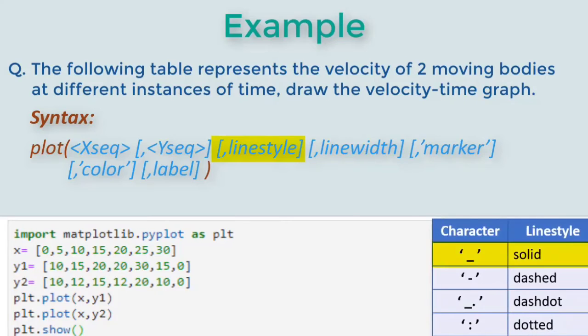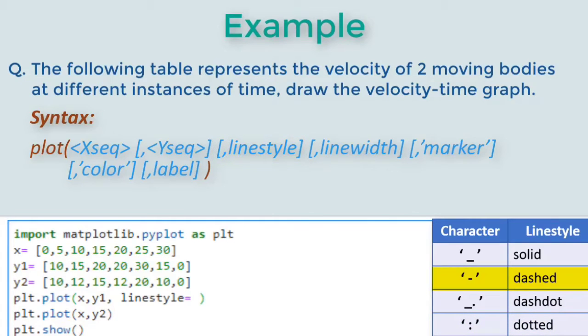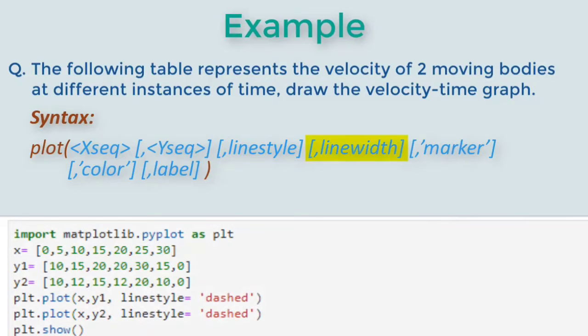The third parameter is line style. You can see we have 4 types of line style: solid, dashed, dash dot, and dotted. By default the line style is solid. If you want to change it, you can write linestyle equal to dashed or whatever you want.